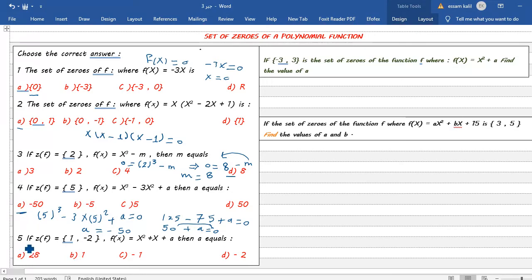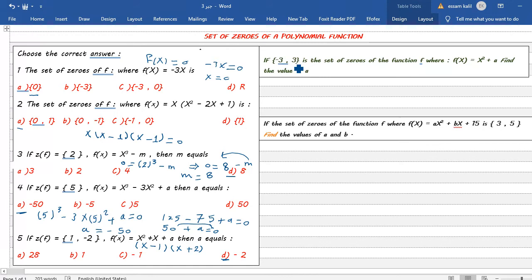Number 5. If the zeros of f equal 1 and negative 2, f of x equals x squared plus x plus, open two brackets, x squared becomes x and x. Zeros of this function 1 and negative 1, it becomes in the brackets negative 1 and positive. Multiplying negative 1 and 2 becomes negative 2. Right answer equals negative 2.